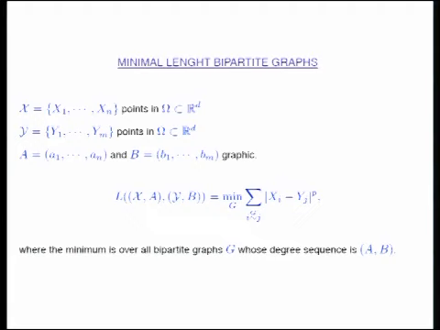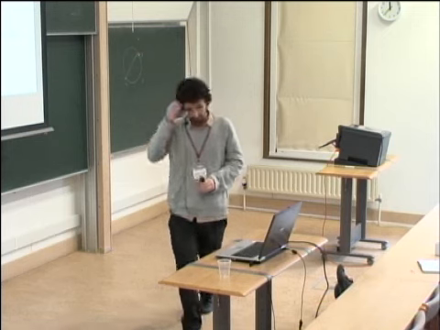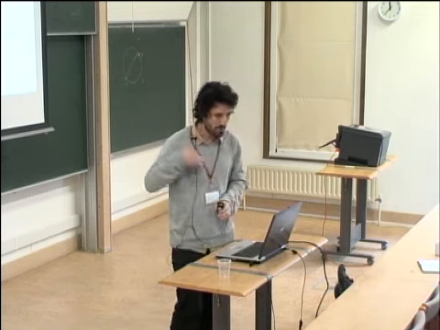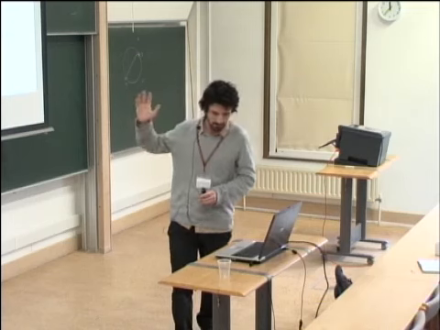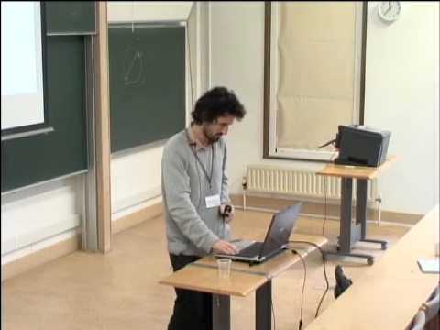So the minimum is over all bipartite graphs whose degree sequence is A, B. For the matching, you just take A and B to be just 1. And for the example I was mentioning, for the B you take just B, and for the A, just 1. So we will not say much about it, you will see.